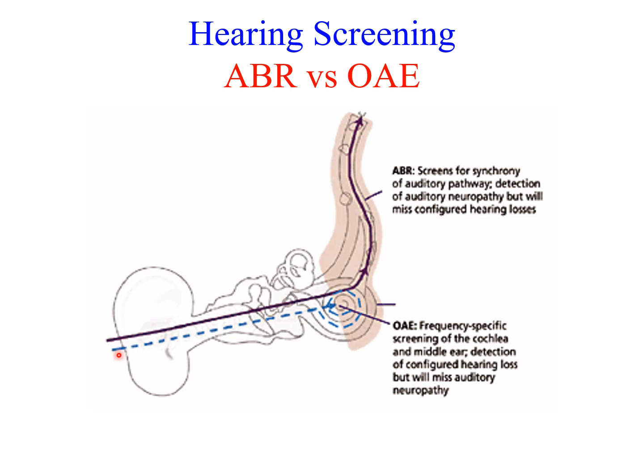On the other hand, for OAEs, it goes to the external ear, middle ear, and part of the inner ear. So OAEs are frequency-specific screening of the cochlea and middle ear. So you get frequency-specific information. For that, then you can detect different audiometric configurations because you have frequency specificity. However, you will miss patients with auditory neuropathy because OAE only screens for outer hair cell status. It has nothing to do with neurons and auditory neurosynchrony.